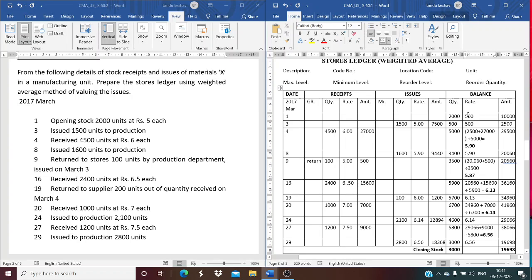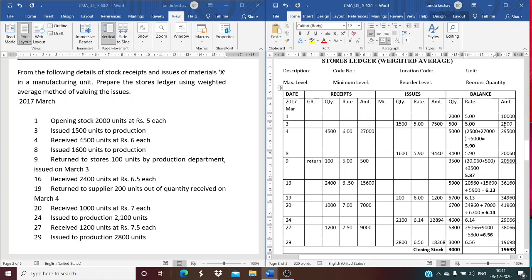Now, the weighted average price is calculated by dividing the value of materials in stock by the quantity of materials. So whenever there is a new purchase, the weighted average price has to be calculated. The issues have to be made as per the weighted average price. Now on March 1st, the balance is 2000 units at rupees 5, so 10,000 rupees. And on March 3rd, issued 1,500 units. So there is an issue from this 2,000, 1,500 at rupees 5, 7,500 is issued. So remaining is 2000 minus 1500, 500 units at rupees 5.